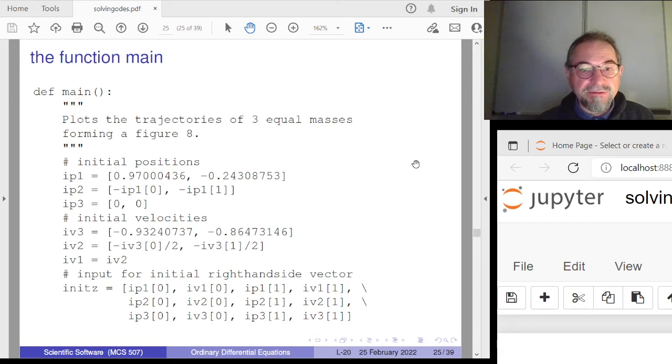So we define then the vector of the initial right-hand side, and now it's important that we follow the convention that we first write all the data for the first object, for the first body. So the initial position, initial velocities for the x and then for the y. So these initial positions are x and y, initial velocities x and y. So we have these 12 initial values.